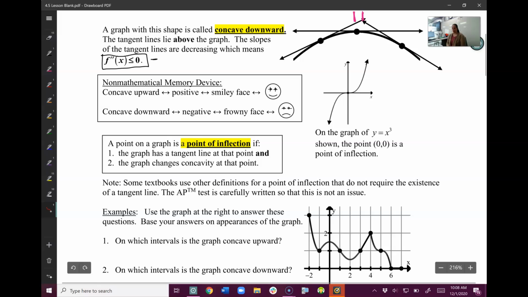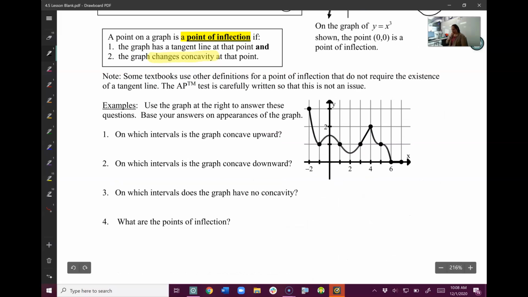Now, one last thing. A point of inflection is where the graph has a tangent line and it changes concavity. So right here at 0, 0, we go from concave down, frowny face, to concave up, smiley face. So because we changed concavity from down to up, that is a point of inflection where the concavity changes. So if I had something like this on a sine wave, that right there would be a point of inflection where we're changing from concave down to concave up or vice versa.